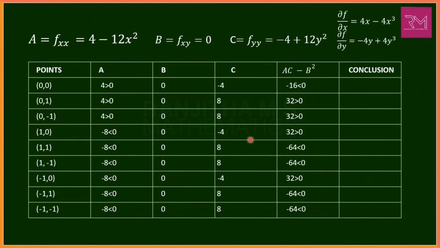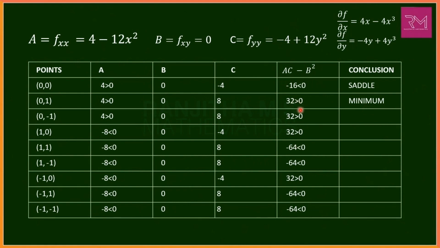After constructing A, C, and AC minus B square, we have to find the extreme values. For that we have to consider the AC minus B square value and the A value. For the point 0, 0, AC minus B square is minus 16, which is less than 0, so directly we can conclude that it has a saddle point. Similarly, where AC minus B square is greater than 0 and A is also greater than 0, we can conclude that the function has a minimum value.